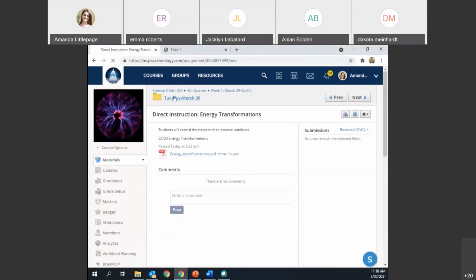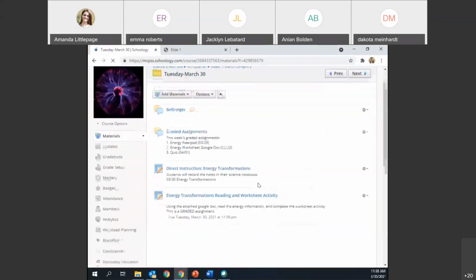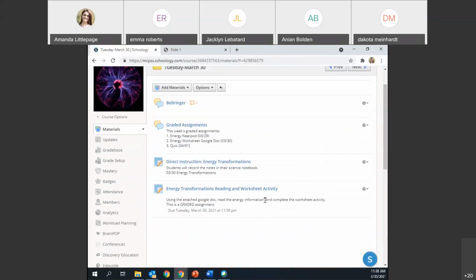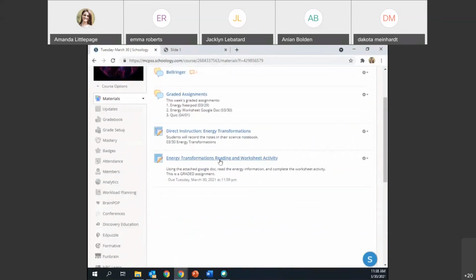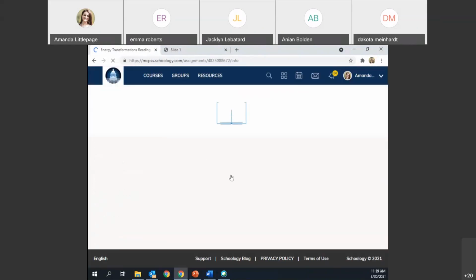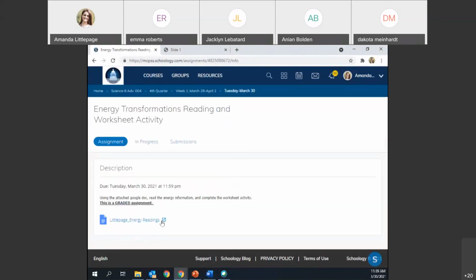So now I'm going to go back in, and this is the next thing that we're going to be doing today. Energy transformations, reading and worksheet activity. This is going to be your independent assignment for the day. In-class students had something similar to do as well once we went through our notes. So when you click on this, everything that you need is provided in the Google Doc. There is a due date here. It'll still be up there, but if you can't get this done and submit it in time, it's going to be late.